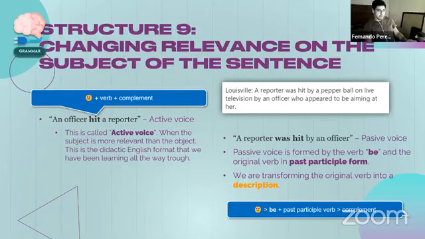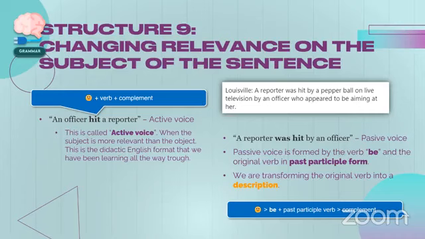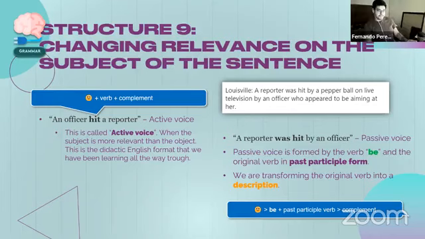A reporter was hit by an officer. Passive voice. Passive voice is formed by the verb be and the original verb in past participle form. We are transforming the original verb into a description. And this is the first thing that I need you to practice.